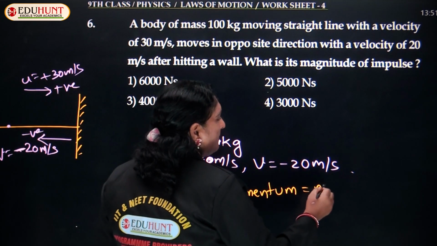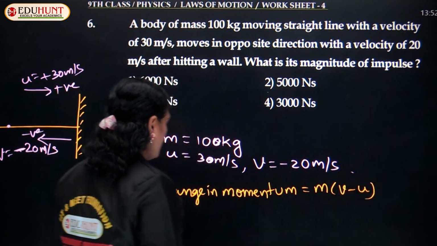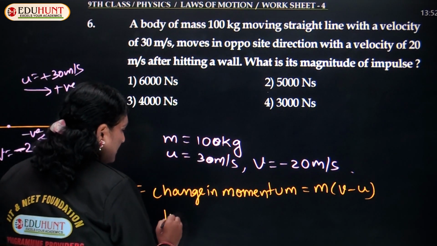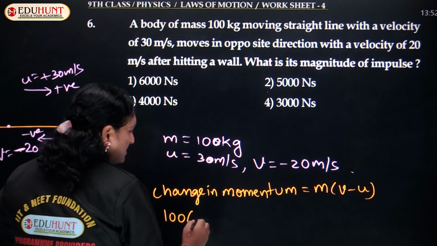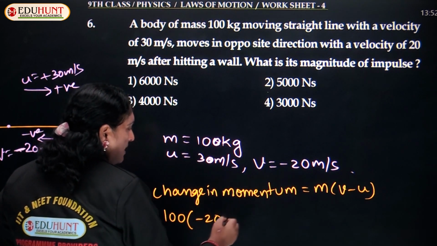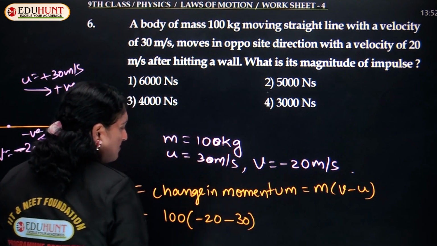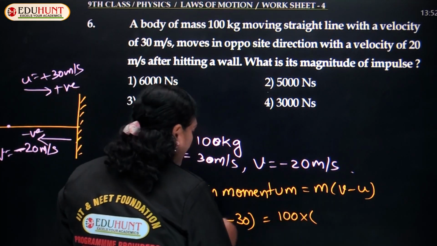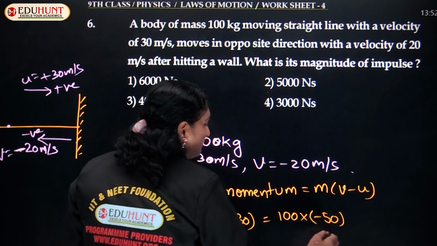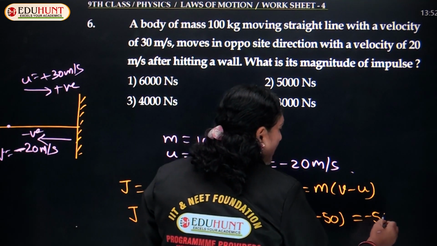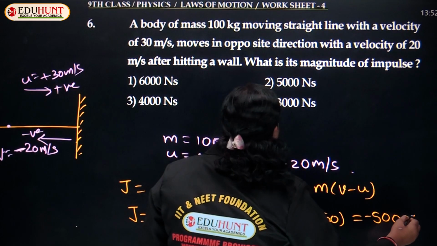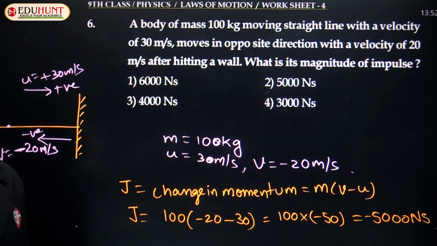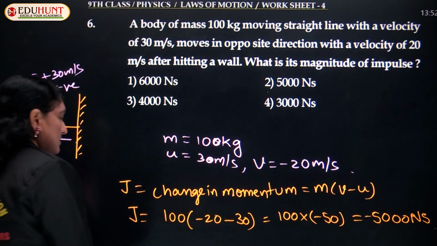So what is change in momentum? M times V minus U. So substituting all the values we have, mass is given as 100 kg, final velocity is minus 20 meter per second, minus initial velocity, which is 30. So this is equal to 100 times minus 20 minus 30, which is minus 50. Finally, you are getting minus 5,000 Newton second. How much is that? Impulse is given as minus 5,000 Newton second.